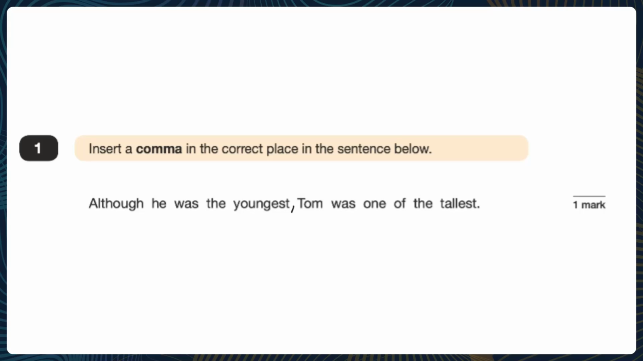And again, it's that easy to get that mark. "Although he was the youngest." And a good way of knowing if this works is that with these clauses, we could put this clause first and it would still read well: Tom was one of the tallest, although he was the youngest. So we could switch that sentence around and it would make sense because we have two functioning clauses. So we've put the comma in the correct place and we've got the mark.